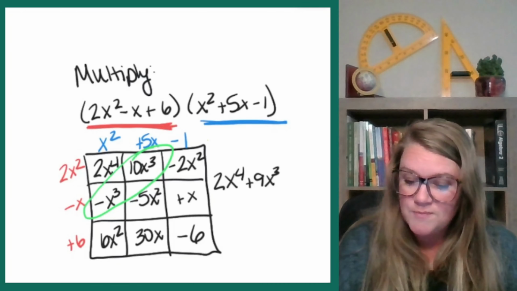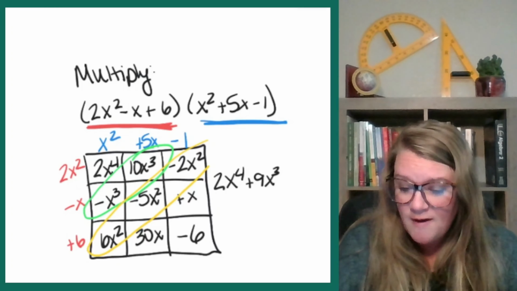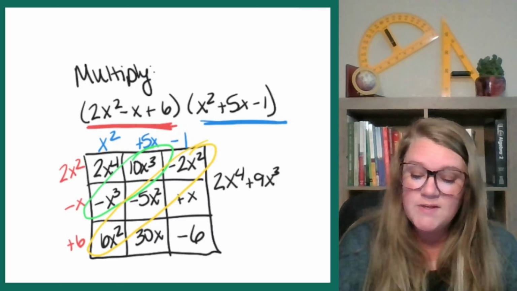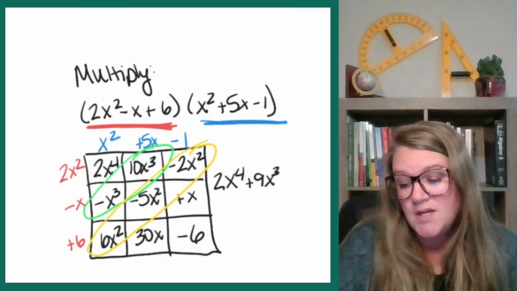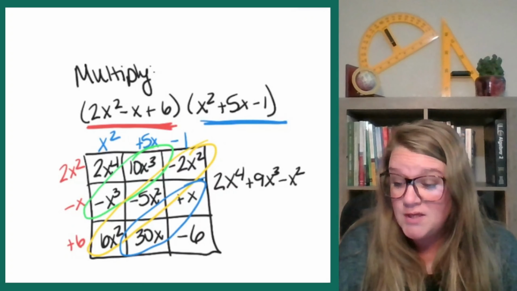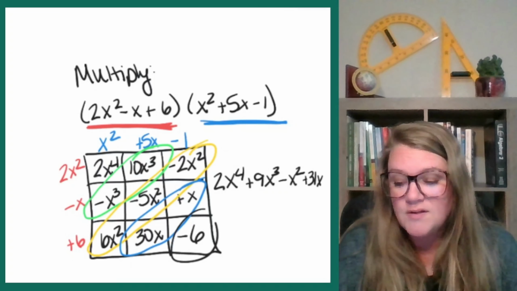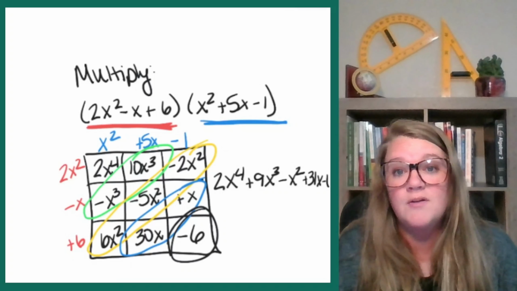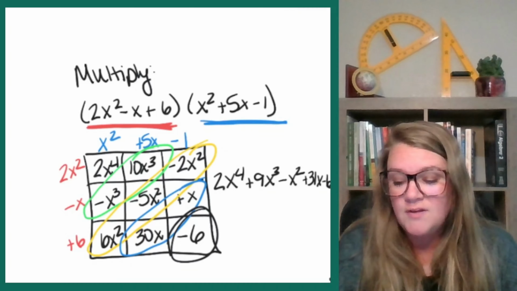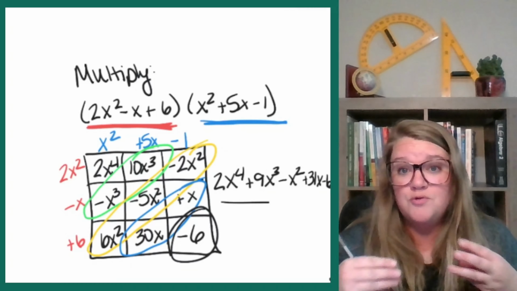My x squared terms in the middle, again, they're diagonal. Negative 2 and negative 5 gives me a negative 7. Negative 7 and a positive 6 give me a negative 1. Negative x squared is what I'm going to leave that one as. My next ones are positive 30 and positive x, or positive 1x, which will give me 31x. And my last term is just going to be that constant term, minus 6 will come down at the end. And this is my final answer. So this is what I get when I multiply those two trinomials.